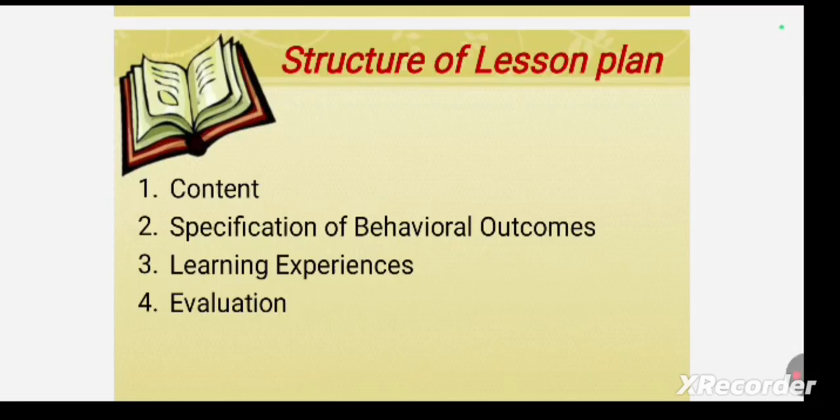Why it is fourfold means we will be having 4 different columns. While writing a lesson plan, in our lesson plan format, we will be having 4 different columns, and each column can be labeled as I have given here. The first thing is content, and the second is specification of behavioral outcomes. The third one is learning experiences, and the last one is evaluation. So these are the 4 different things. The first column, the label should be written as content. The second one, specification of behavioral outcomes, in the third column, learning experiences, and in the fourth column, evaluation.